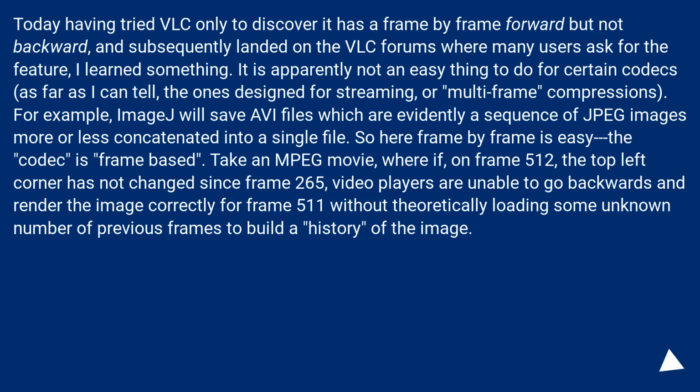For example, ImageJ will save AVI files which are evidently a sequence of JPEG images more or less concatenated into a single file. So here frame by frame is easy, the codec is frame-based. Take an MPEG movie, where if, on frame 512, the top left corner has not changed since frame 265, video players are unable to go backwards and render the image correctly for frame 511 without theoretically loading some unknown number of previous frames to build a history of the image.